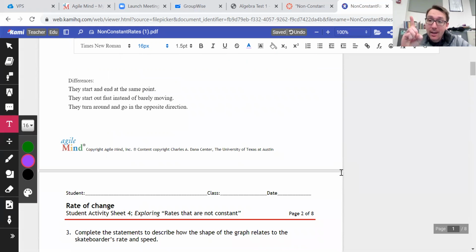Remember, straight line means constant rate. Curved line means non-constant rate. Line going up means the rate is positive. Line going down means the rate is negative. Line that's level at any point, even in a curved line, if it's level in the middle, level means it's not moving one way or the other. Those are the things we want to talk about. In this case, we're talking moving, but it could be a temperature. It's not changing up or down. Or it could be money. Your balance is not going up or down. It could be anything, but level means nothing's changing. Positive slope goes up, negative slope goes down.